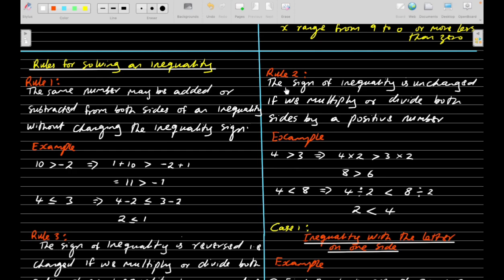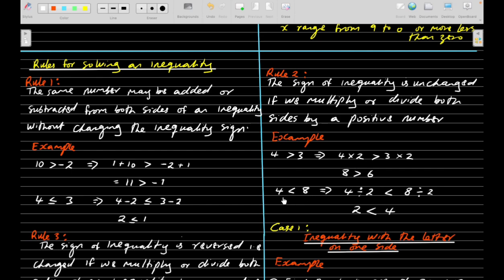Rule 2 says that the sign of inequality is unchanged if we multiply or divide both sides by a positive number. The inequality sign will not change if we multiply both sides or divide both sides by a positive number. For instance, if we are given 4 greater than 3, this implies that if we multiply both the left and the right hand side by 2, we are going to have 8 greater than 6, of which your inequality sign still remains the same.